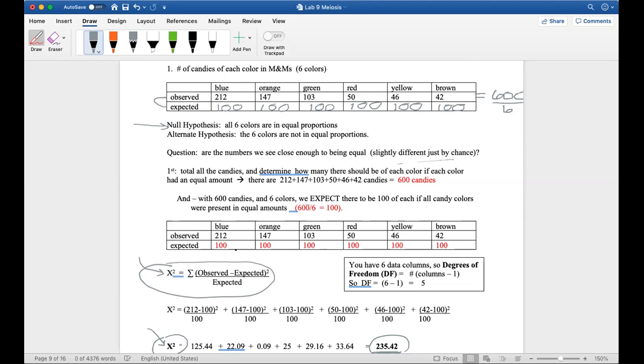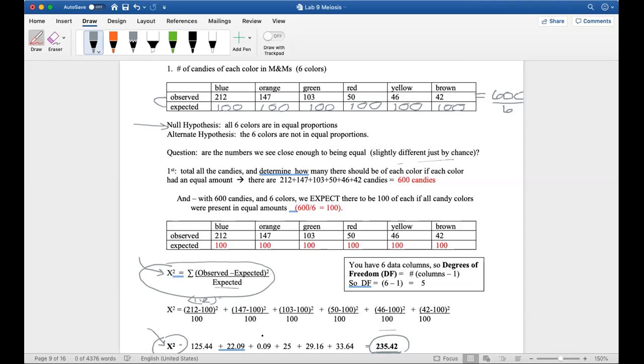So what you're going to do is for each category, you're going to take what you observed minus what you expected. So here you've got 212 minus 100. You're going to square that, and then you're going to divide it by the expected value. So you'll take 212 minus 100, so that will be 112, right? You'll square that number, and then once you get that, you will divide that whole thing by 100, okay? You'll do that for each individual category, and you'll add up all of those numbers.